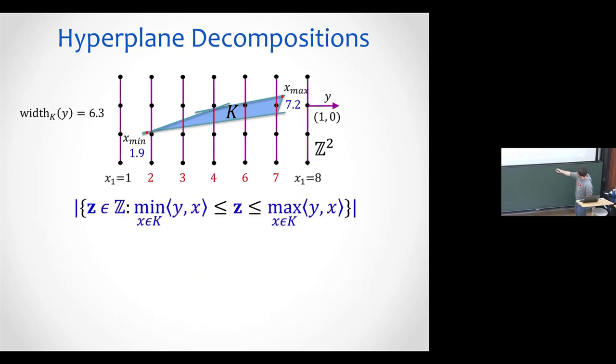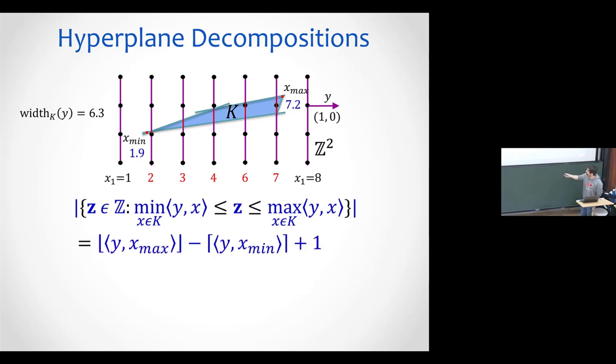That's a continuous relaxation, and to make that a bit more precise, notice that if I were going to count this number of hyperplanes exactly, this is 5 hyperplanes in this context. It's exactly all of the integers that live in between the min and the max. That's exactly these numbers: 2, 3, 4, 5, 6.